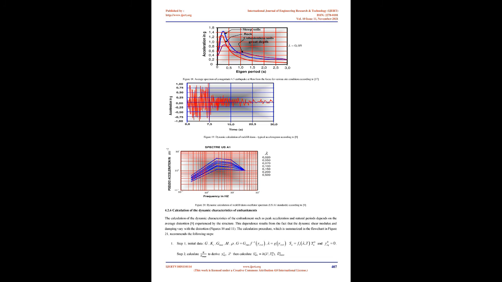Cohesionless soils, great depth rock, steep soils, damping 0.05. Figure 18, average spectrum of a magnitude 6.5 earthquake at 8 km from the focus for various site conditions according to 17.